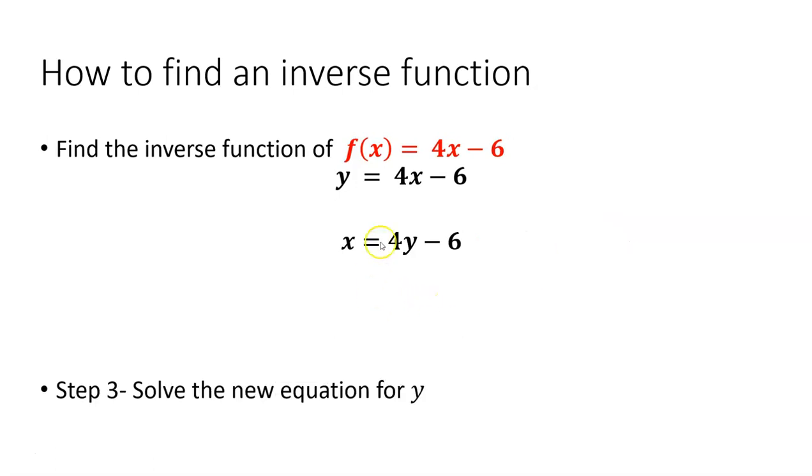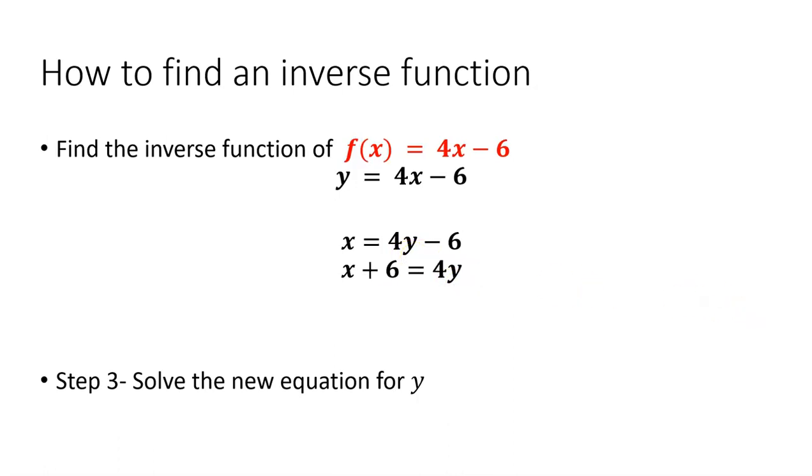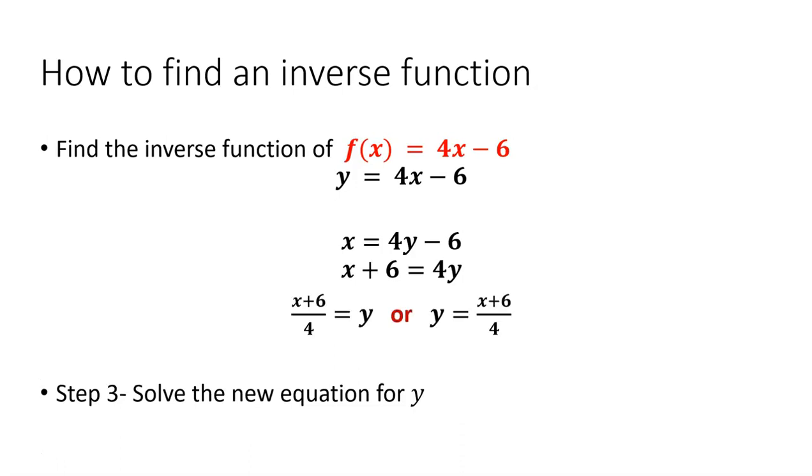Now we'll solve this new equation for y. We want to get y all by itself. That means we're going to add 6 to both sides and then divide both sides by 4. We've got it. Y equals x plus 6 over 4. And that may be good enough.